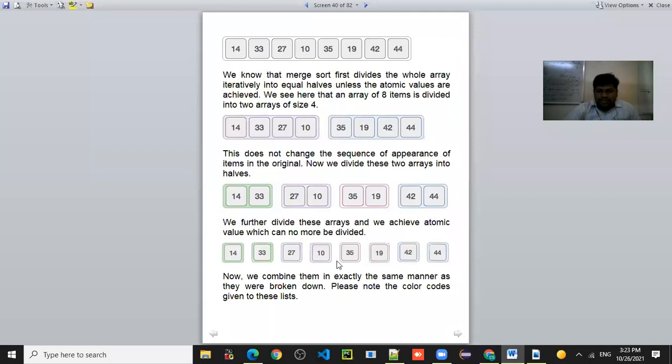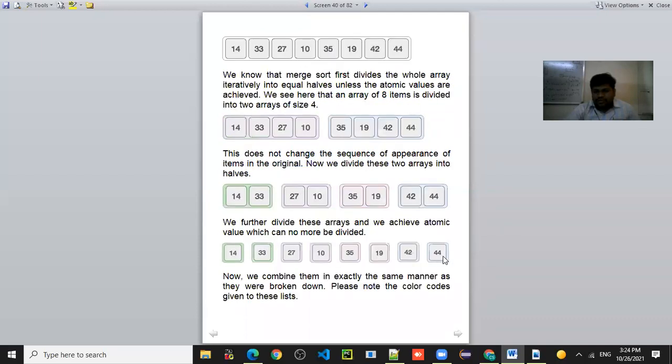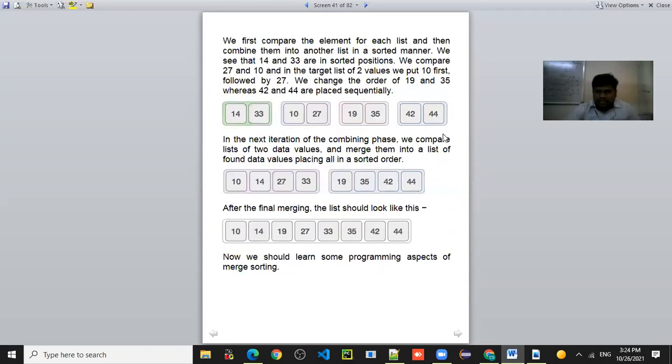In a similar manner, 35 and 19. Are they in the sorted order? No. So interchange 19 and 35. We have interchanged and combined them. After that, 42 and 44. They are in the sorted order, so directly we'll combine them, 42 and 44.